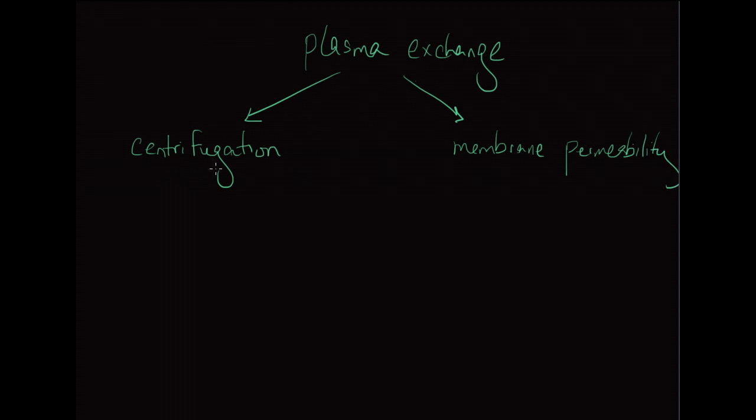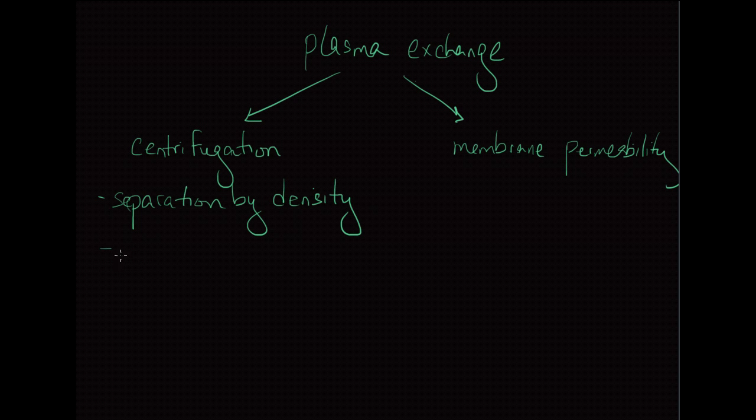Alright, so let's talk about centrifugation first, because this is the method of plasma exchange that's most commonly used in the United States. Centrifugation basically works as follows. You're taking some serum from the patient and you're spinning it, and you're separating the components based on their density. Of course, the plasma will have the least density, followed by platelets and then red blood cells, and then white blood cells. So when you separate based on density, you're going to have a layer that's just plasma, and it's that layer that you're going to discard.